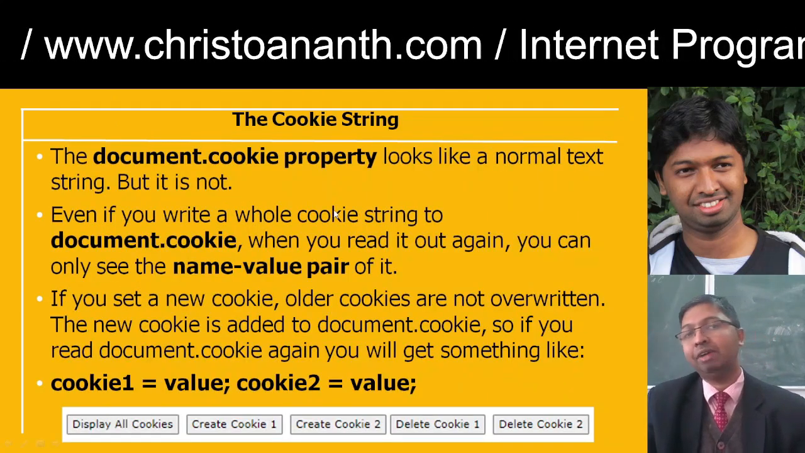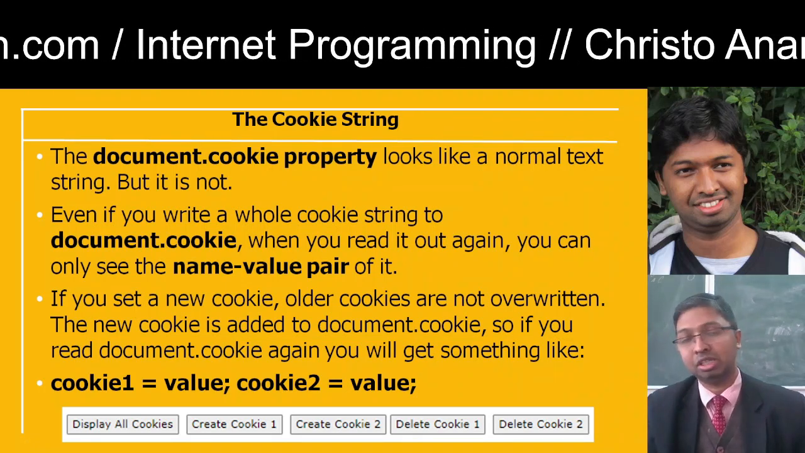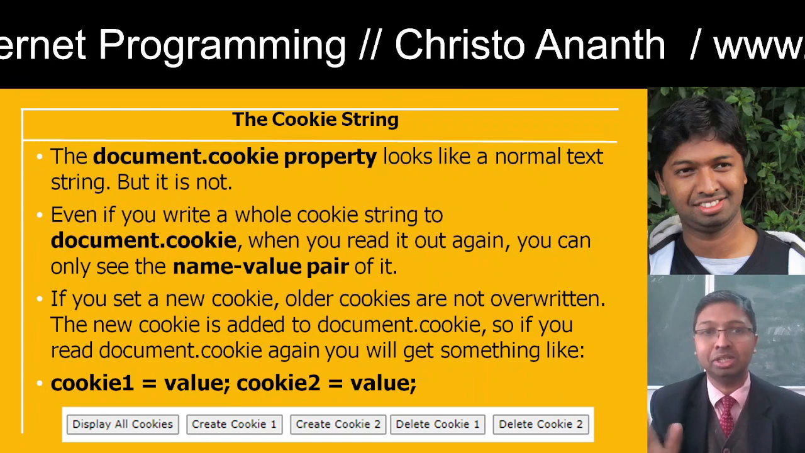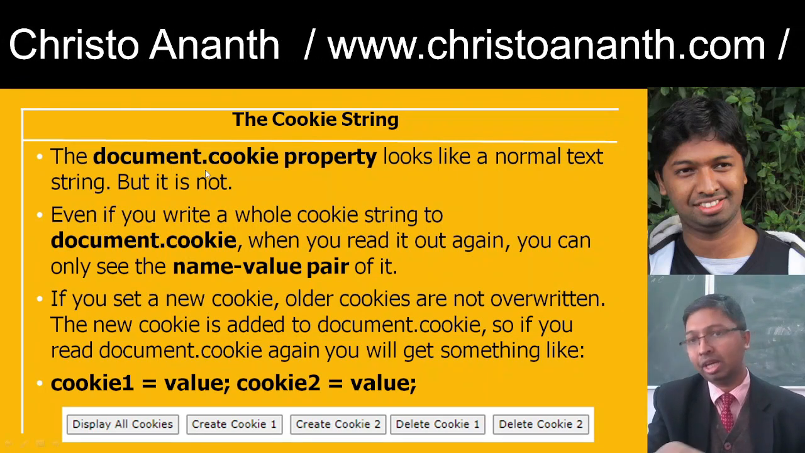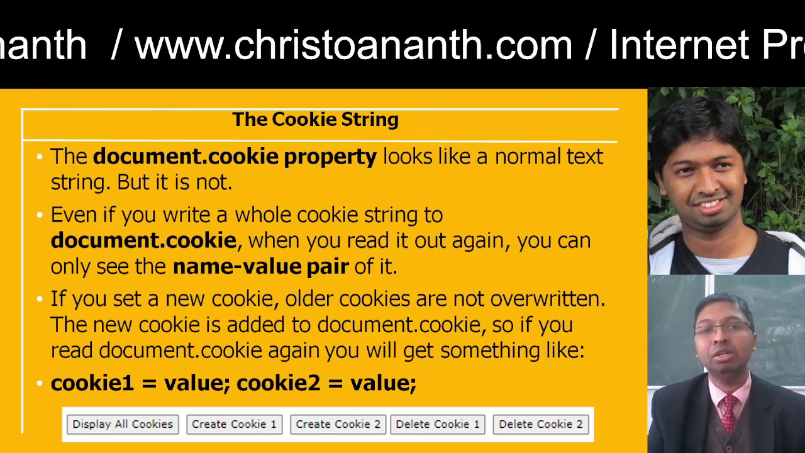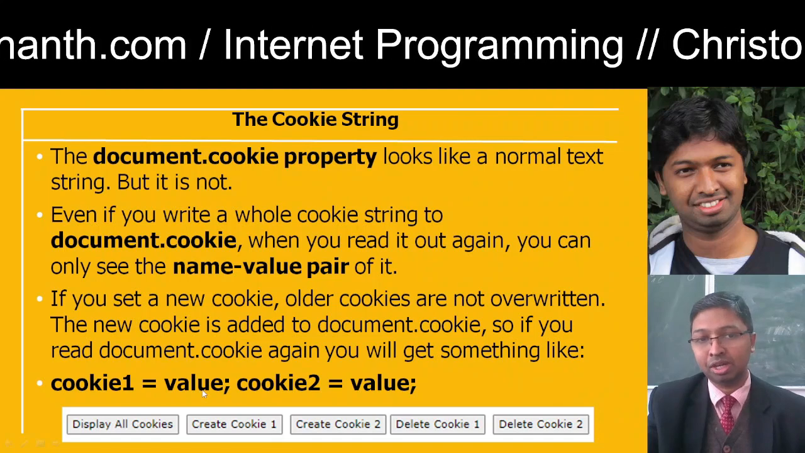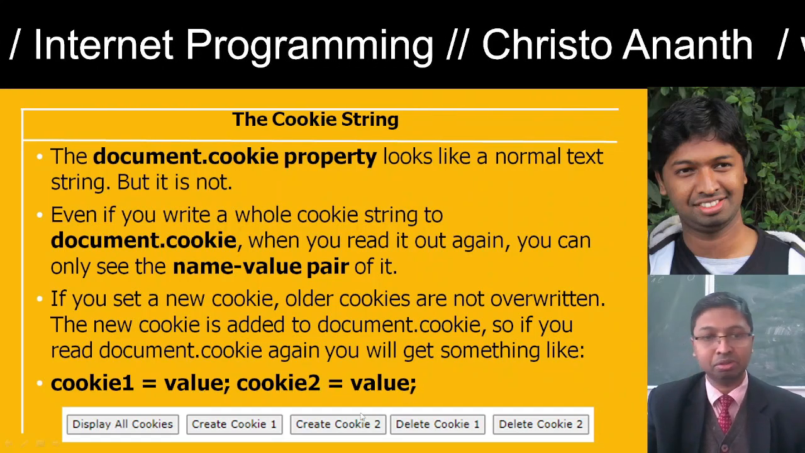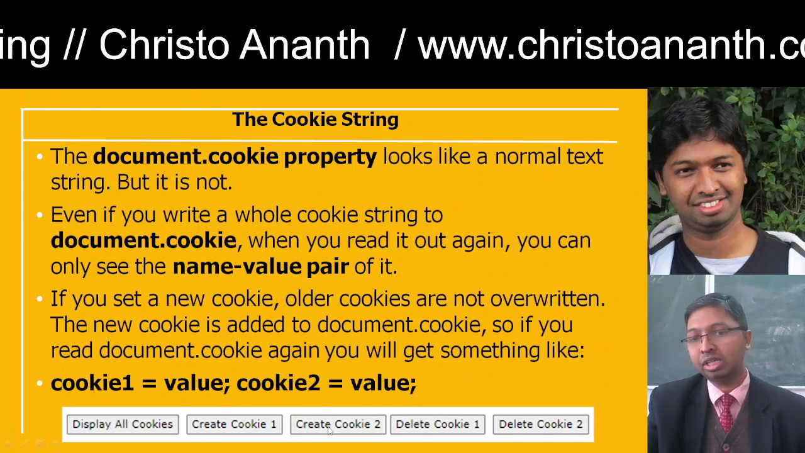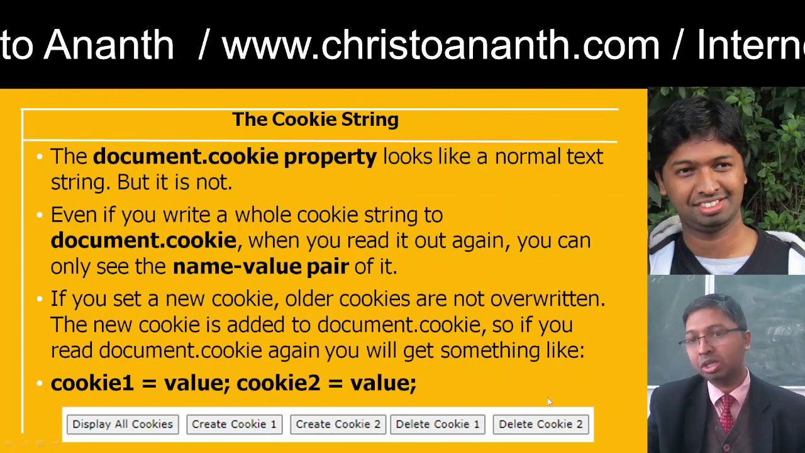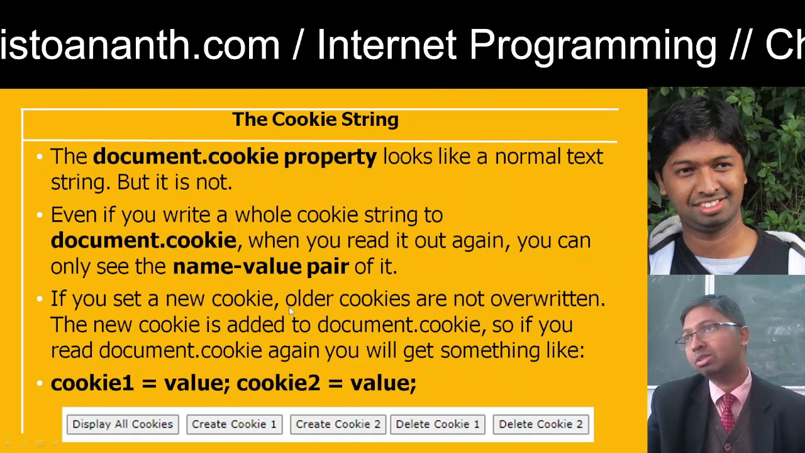So here you will have the document.cookie property. It's just like a normal string that you will specify, but it is actually not. If you write a whole cookie string to document.cookie and then try to read it again, you can only see the name-value pairs. For example, cookie1 equals value, cookie2 equals value. So you can display all cookies, create cookie1, create cookie2, delete cookie1, delete cookie2. You can perform all these functions with this cookie string.